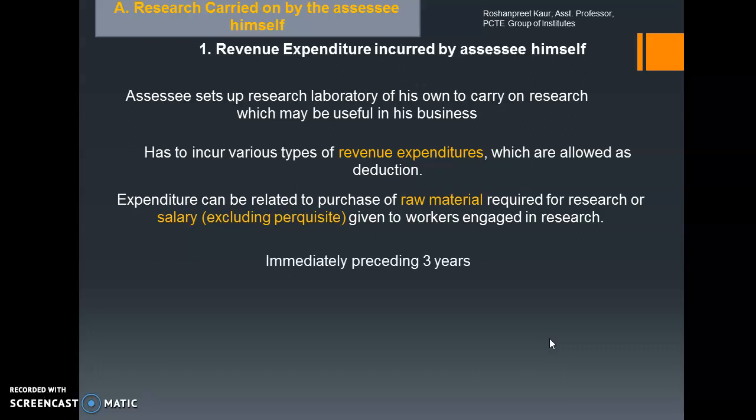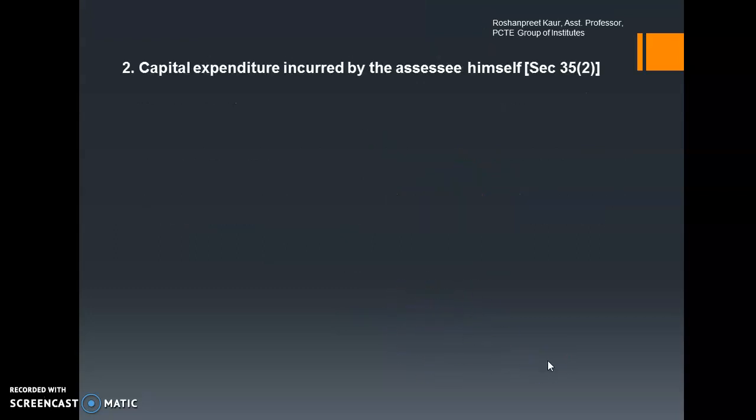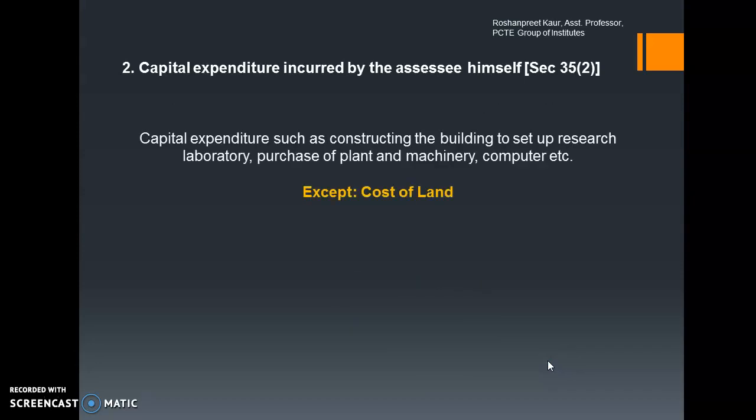And if this expenditure is incurred in the immediately preceding 3 years before the year in which the business is set up, deduction is allowed at 100%. That means whatever amount the assessee has incurred as revenue expenditure, that total amount will be allowed as a deduction. Second is any capital expenditure incurred by the assessee himself.